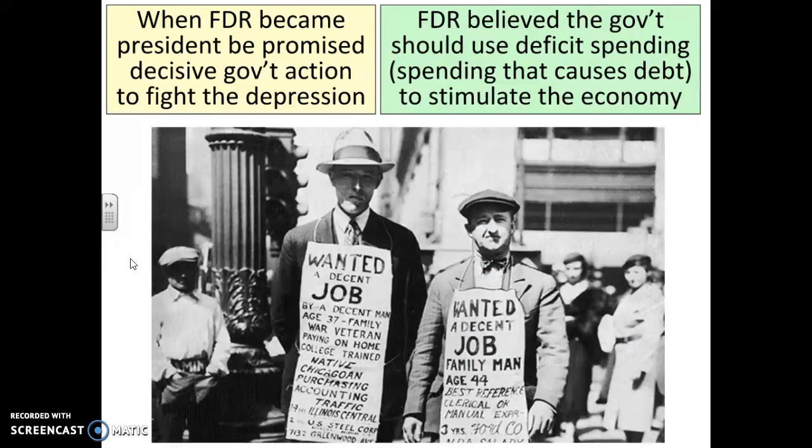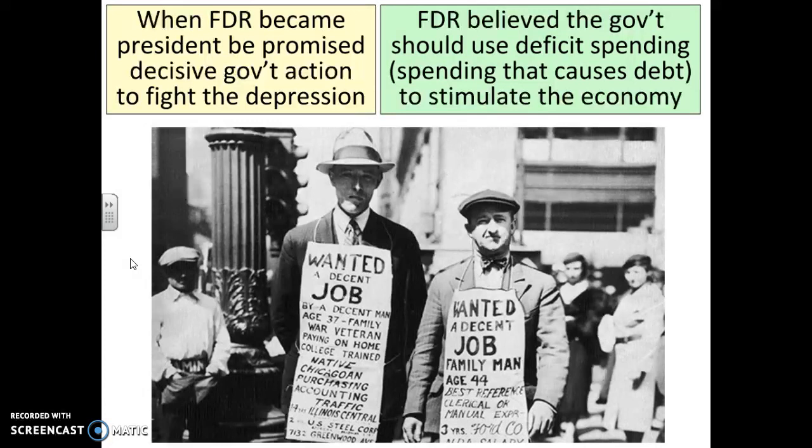So when FDR becomes president, he really promises the American people that the government is going to step in, and the federal government will try to ensure that everybody has a job and that everybody can survive through this time period. We're going to see a collection of what's called the alphabet soup of all the legislation, programs, and organizations created under FDR to expand the role of the federal government, especially the executive branch. The picture does a good job of showing what most Americans felt at this point: people who want to work but cannot find work.